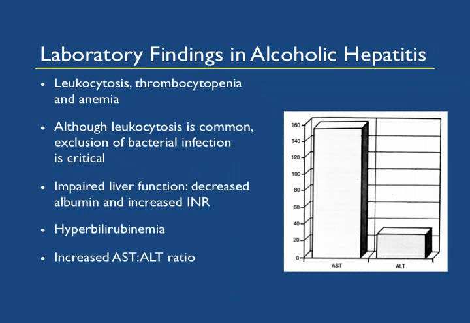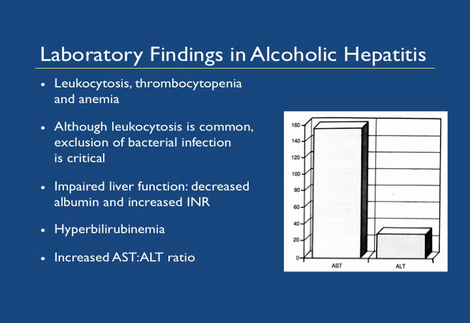The laboratory findings in alcoholic hepatitis are the following. You will see leukocytosis, thrombocytopenia, and anemia. Leukocytosis is very common, as this is an inflammatory disease. However, although it is very common, exclusion of bacterial infection is very critical, since bacterial infections are much more common in this population, and patients can easily die from bacterial infection.